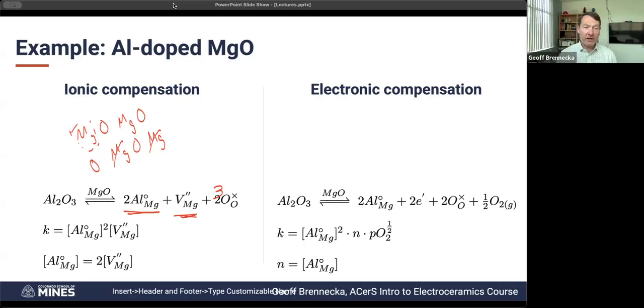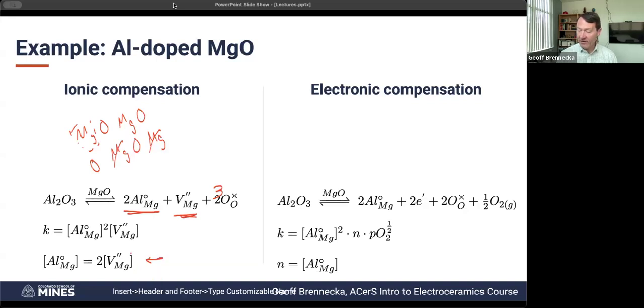Same sort of scenario from the rate constant. We've got the aluminum sitting on the magnesium site squared because there's 2 of those times the concentration of magnesium vacancies. And then when we look at the electron neutrality, a lot of times people will get confused by this because it looks like you've got twice as many charges here. But remember, what we are doing is stating that all of the negative charges sum up to equal all of the positive charges. And these brackets represent concentration.